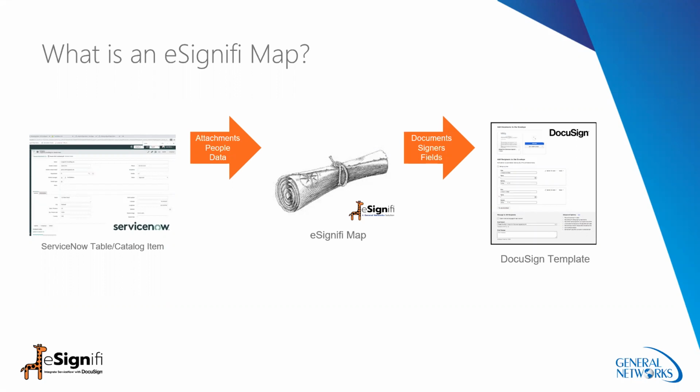And then once the signing process is complete, it brings back the signed documents, the certificate of completion, and data field updates, and pushes those back into ServiceNow as new attachments and data updates. So this is what an eSignify map is, and it's really the core of the integration provided by eSignify.